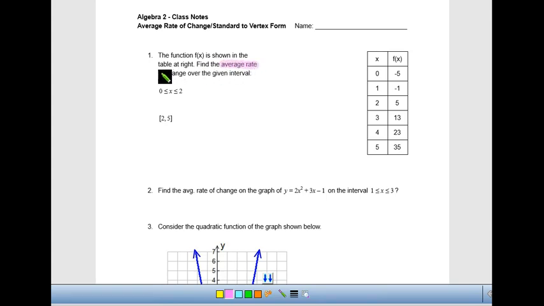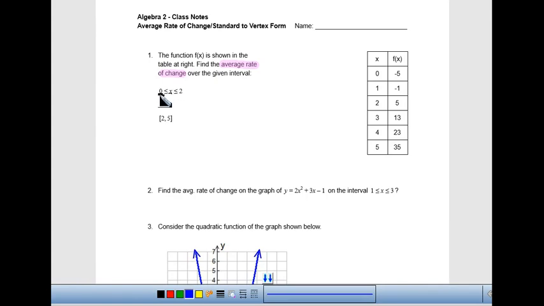Sometimes the words throw us off, but basically all they're wanting you to do is look at this table and determine the slope that occurs between these 2 points. Now, when they give you an interval, they're only giving you the x values, and so you're going to want to focus on them individually.